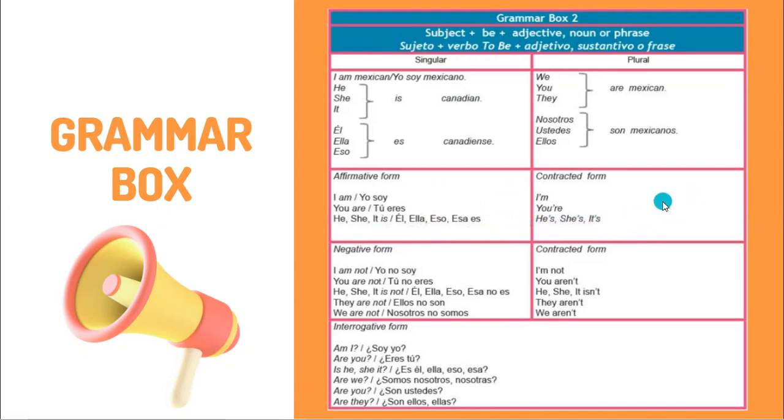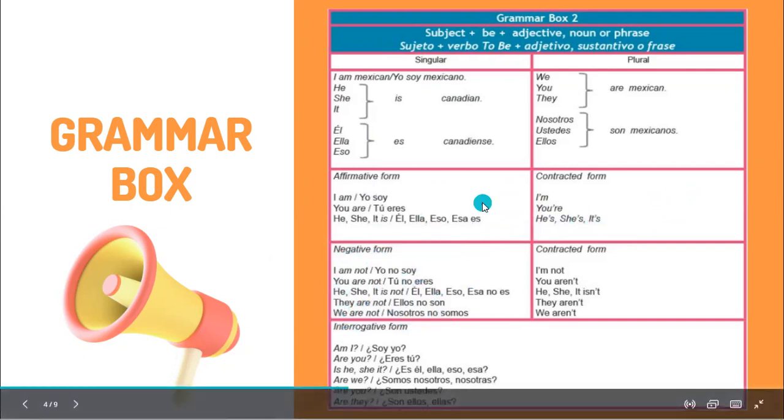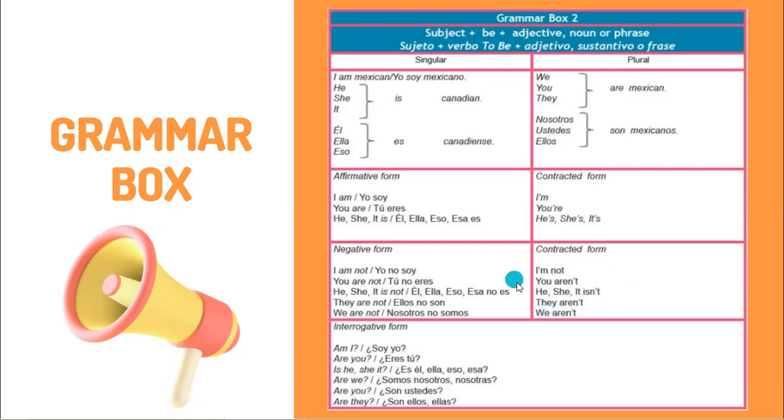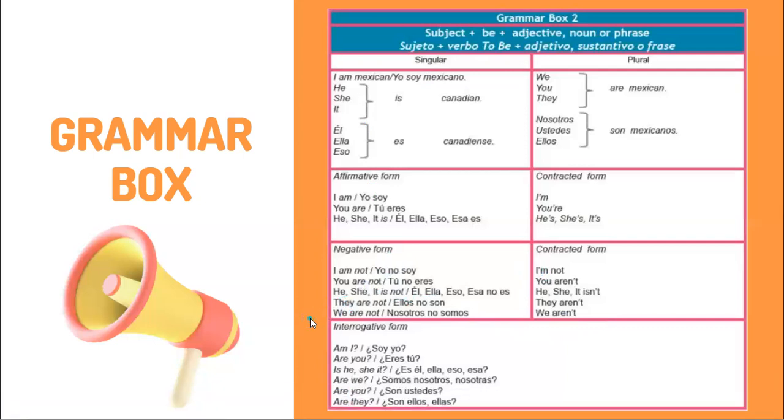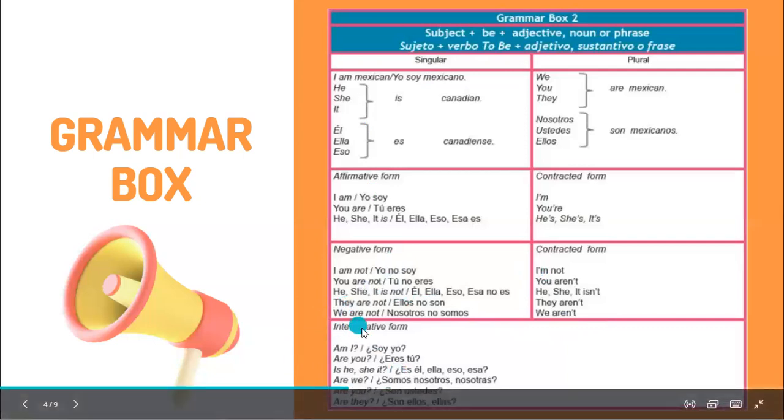She's Canadian. I am Mexican. You're very tall. In the negative form, we have I am not, you are not, he, she, it is not, etc. And in the contracted form, it is the same. I am is transformed to I'm, and we add the negative form not. You aren't. He, she, it isn't. They aren't, we aren't. The interrogative form is am I, are you?